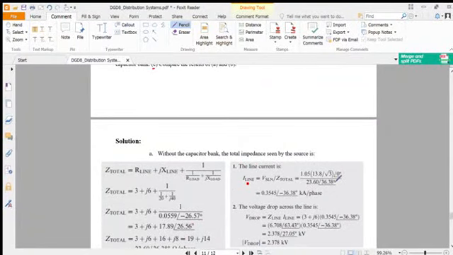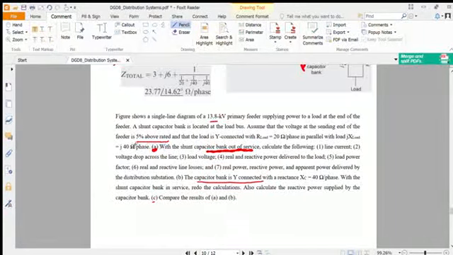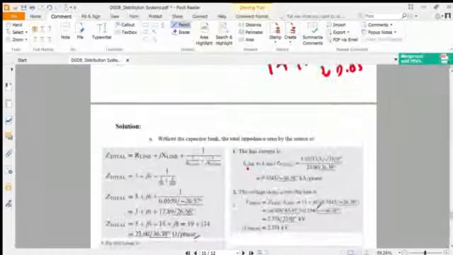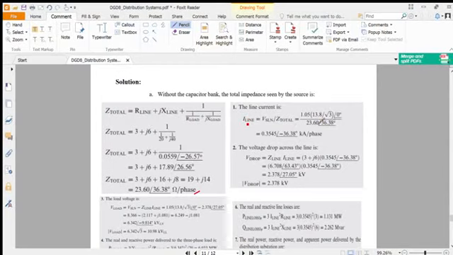Obviously it's the reference because all the loads are connected in parallel, and in parallel the voltage is the reference, so we use 0 degrees here. And why is it 1.05? Because the sending end voltage is 5% above the rated. This is the rated, so 5% means 1 plus 0.05, so here it's 1.05 multiplied by this.